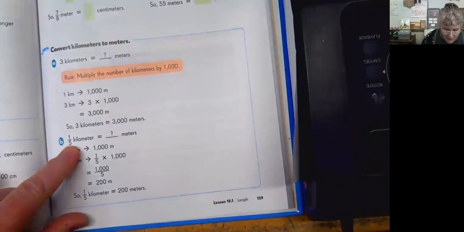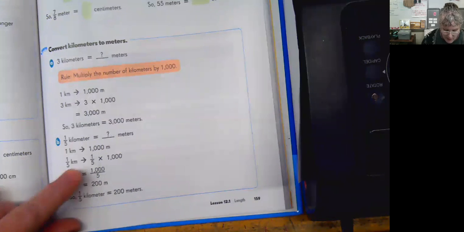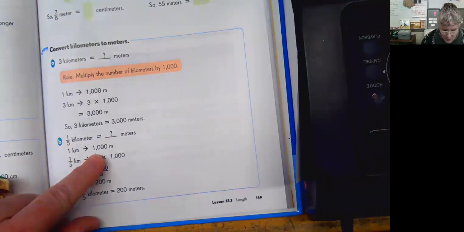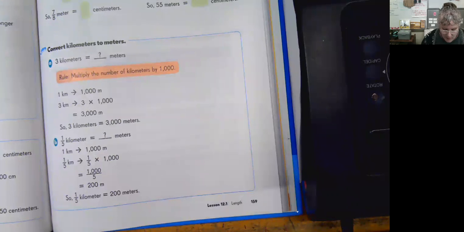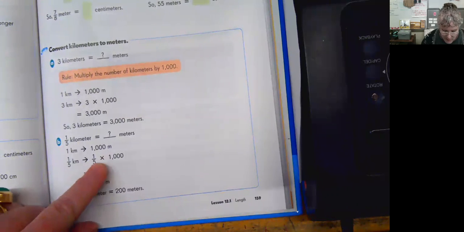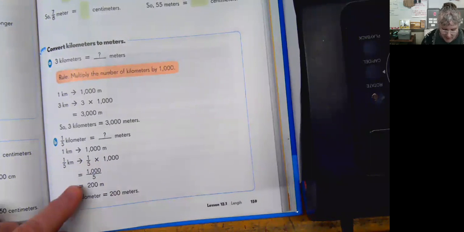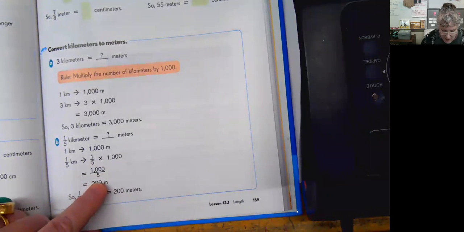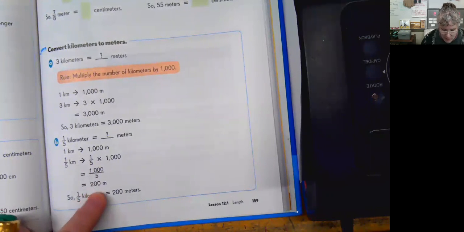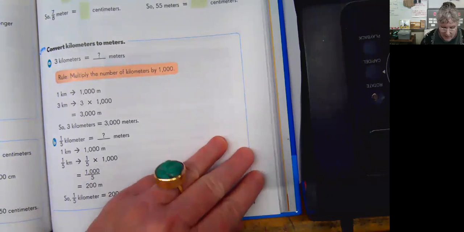How about if I have 1/5 of a kilometer? Well, I know that 1 kilometer equals 1,000 meters. So I'm going to take 1/5 times 1,000, and that's going to give me 1,000 over 5. And when I divide, I'm going to get 200 meters. Okay.